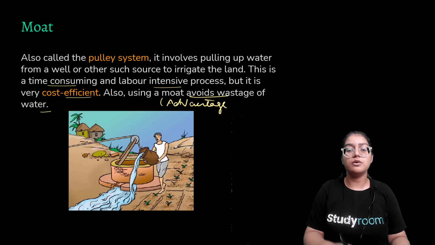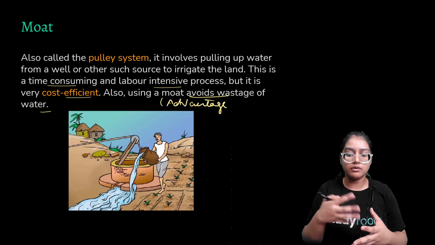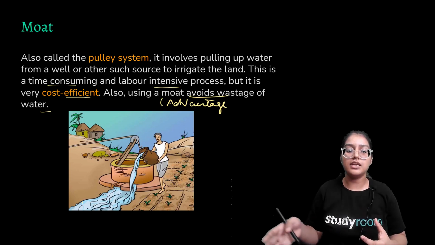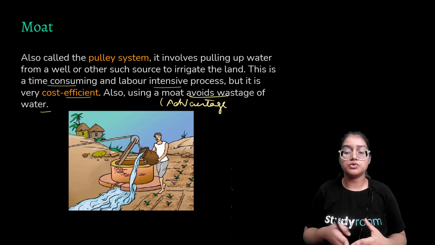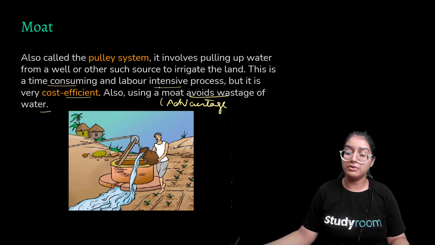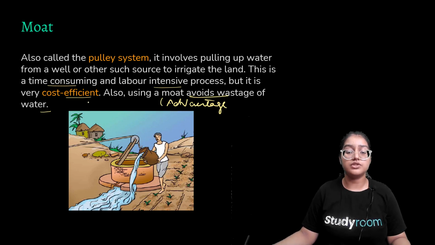It involves pulling water from a well. So just like this man is pulling out water with the help of a bucket from the well, and he's sprinkling the water over the crop. This is a very time-consuming and labor-intensive process, but it is cost efficient. It doesn't cost as much, but it has a very good advantage.